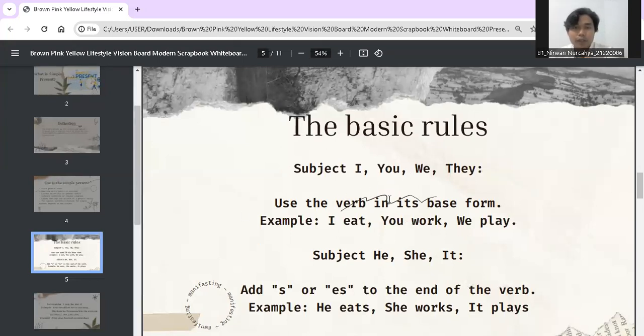For the subjects I, you, they, use the verb in its base form. For example, I eat, you work, and we play. And for the subjects he, she, it, add s or es to the end of the verb. For example, he eats, she works, and it plays.